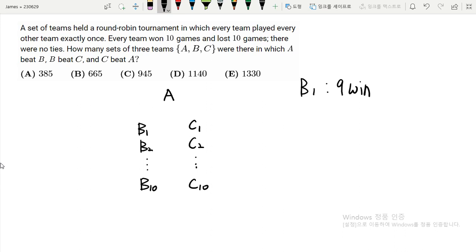So to make 10 wins, B1 needs to win one of these Cs. So we can make the triple like this. So now A wins B, and B wins C, and C wins A. So if B1 wins 9 times within this group, there will be one loop for B1.